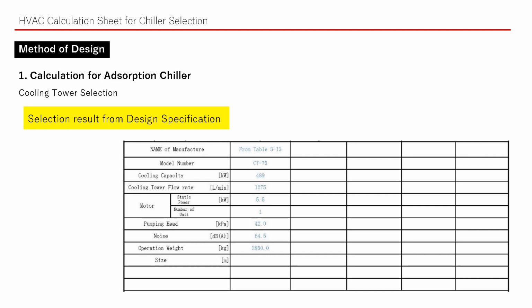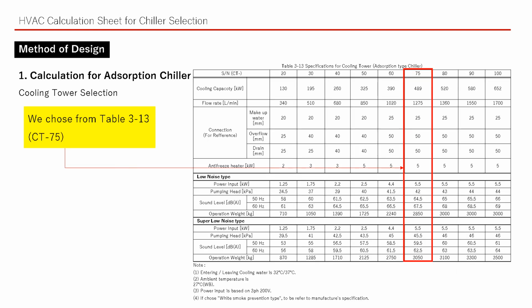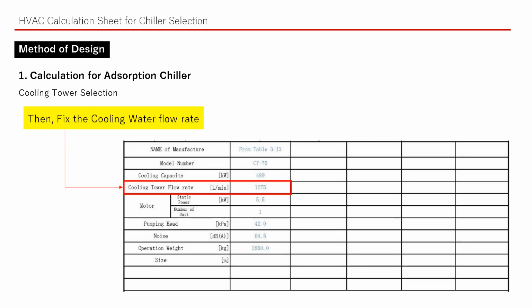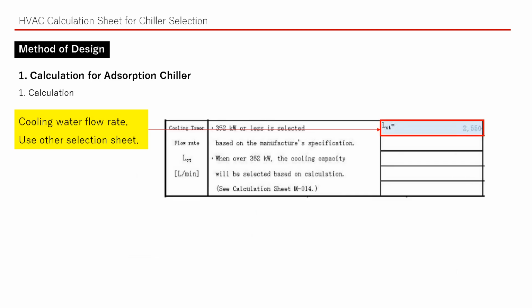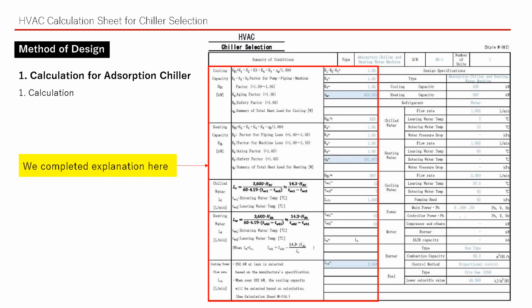Finally, select product from manufacturer's model. This time we select from table 3 to 13 as sample. This is table 3 to 13, specifications for cooling tower for its option type chiller. Then, we chose model CT75. Here is the selected cooling water flow rate. Come back to the calculation sheet for chiller. Then, we completed explanation for calculation part.